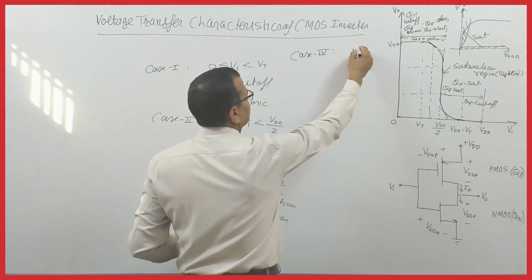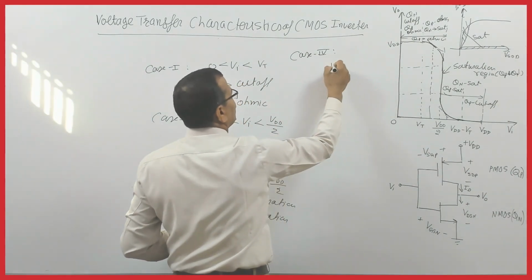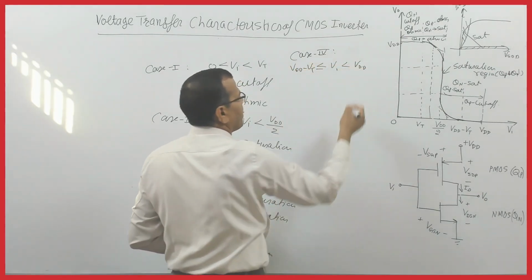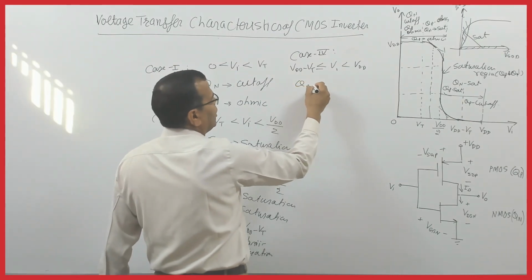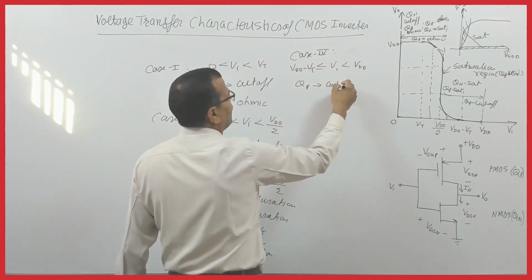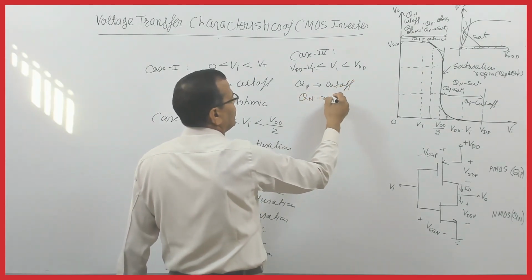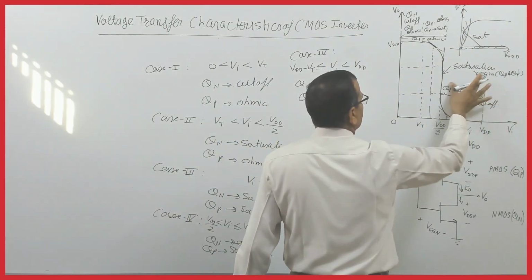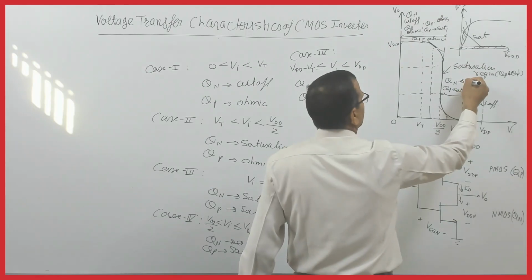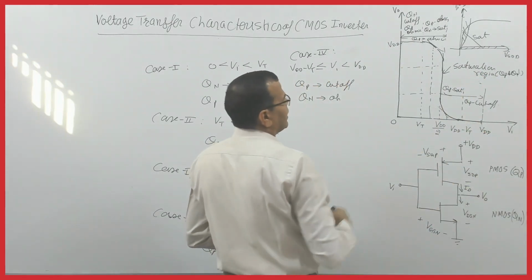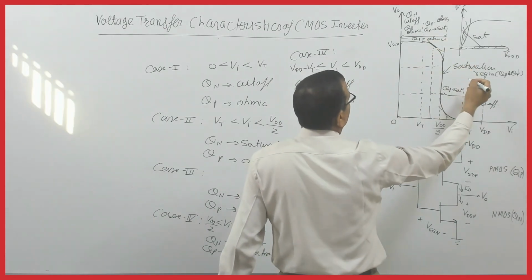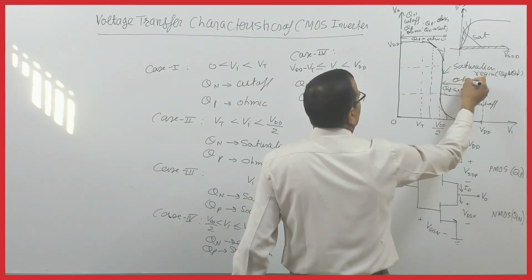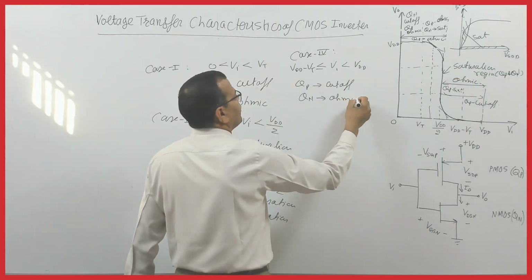So for input voltage greater than VDD minus V threshold and less than VDD, this will give me QP into cutoff and Q1 into the ohmic region. Q1 was in saturation here. I'm sorry, I'll just rectify. When it was in saturation here, so from here to here Q1 will be in the ohmic region, right? So Q1 is in the ohmic region.